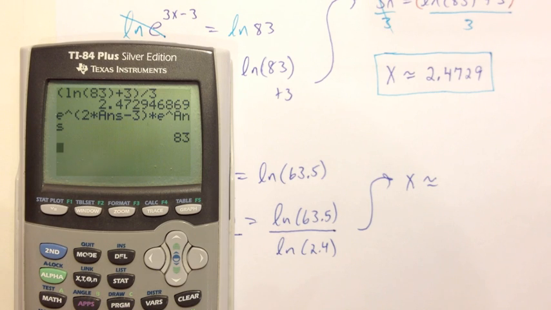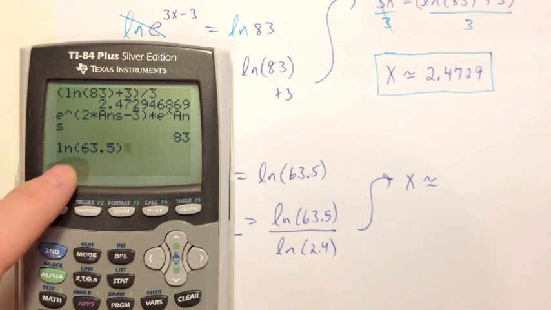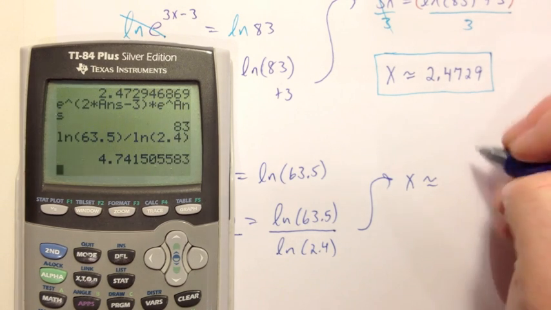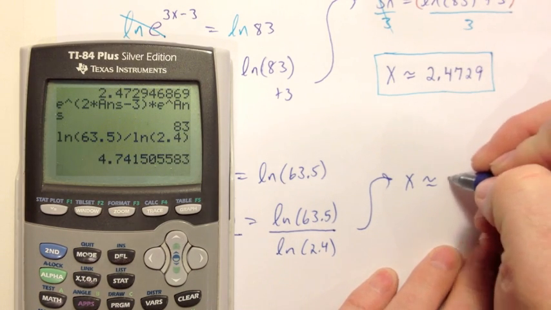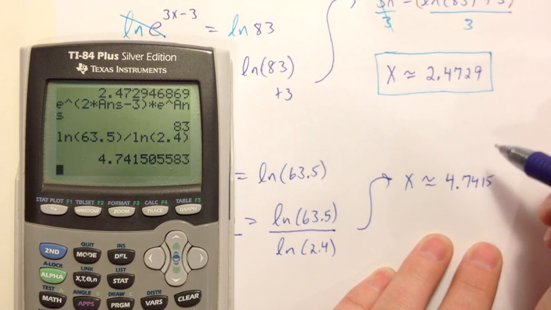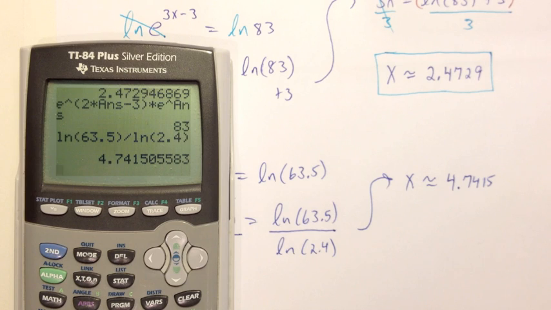And on the top, I have natural log of 63.5. Make sure I end parentheses, so that's all that's in the first log, divided by the natural log of 2.4. And if I press enter, I get 4.7415. And I'll go ahead and check that answer for you in just a second, but I do want to show you one other thing while I have this up here.